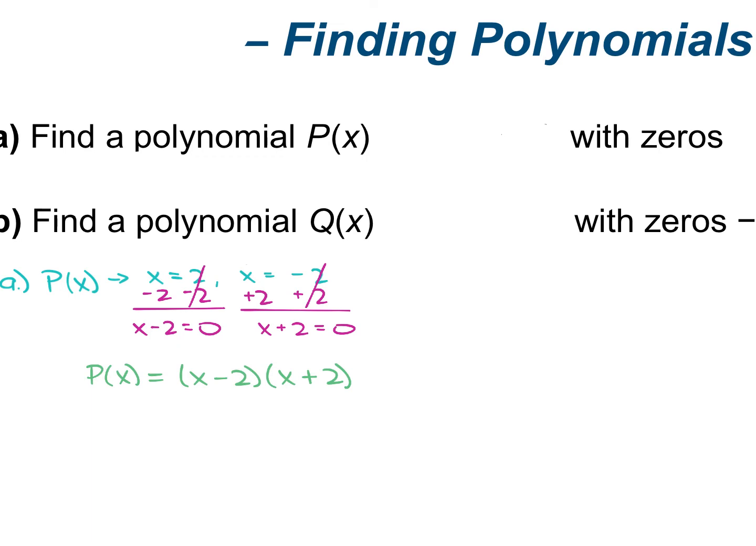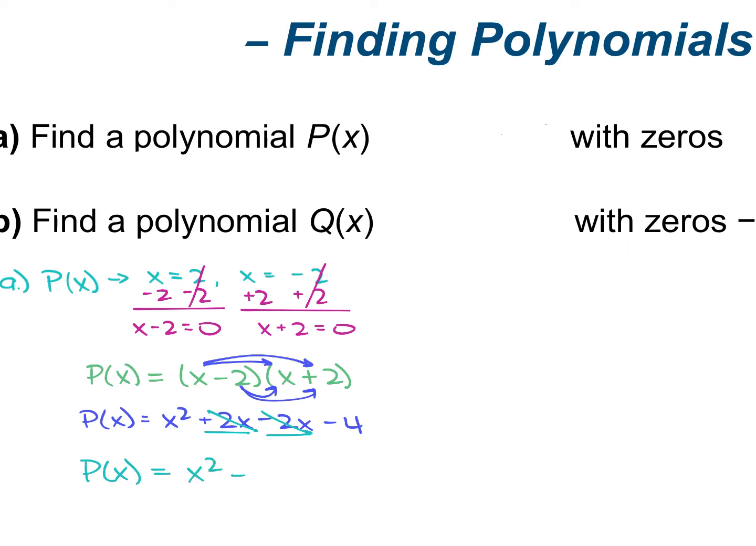From here, we FOIL it out since it's just a binomial times a binomial. The x times x is x squared. The x times 2 is positive 2x. The -2 times x is a -2x. And the -2 times -2 is a -4. We combine our like terms of the 2x and the -2x, which are opposites, so they cancel out. And that gives us p of x is equal to x squared minus 4.